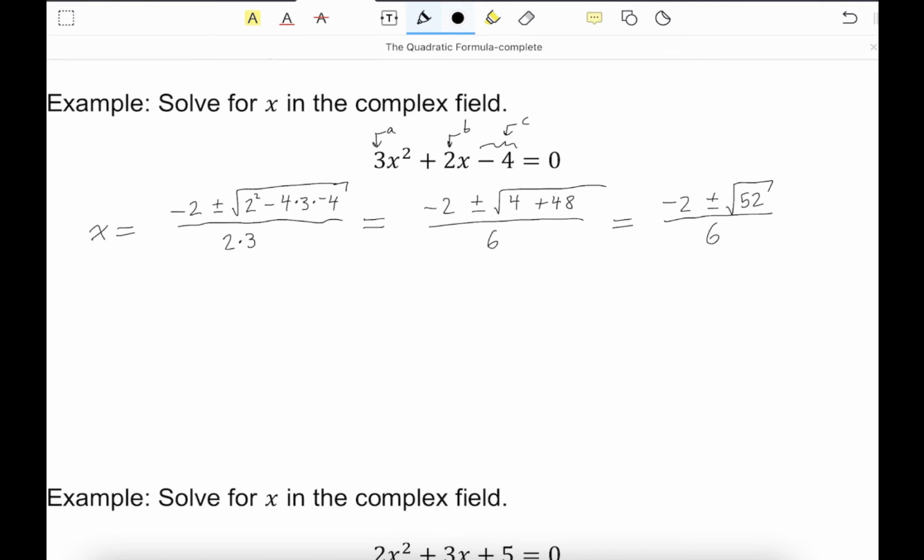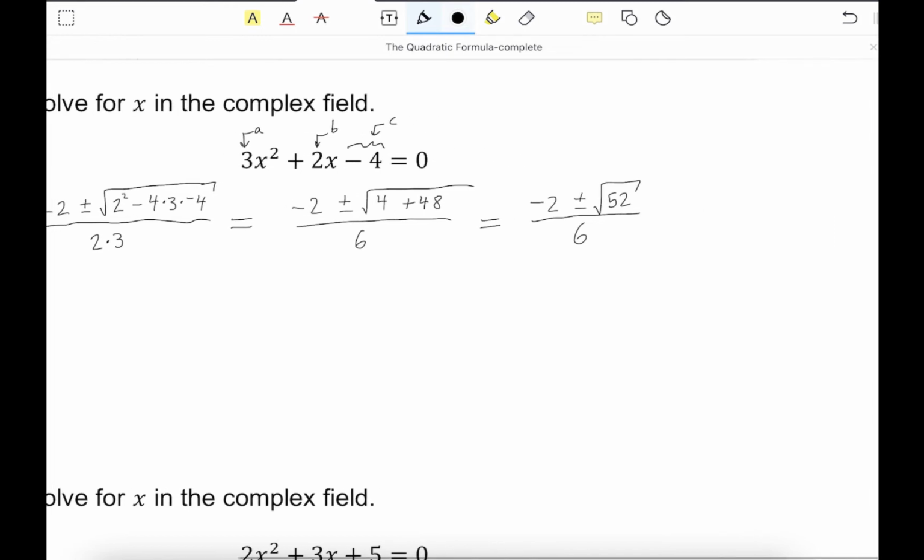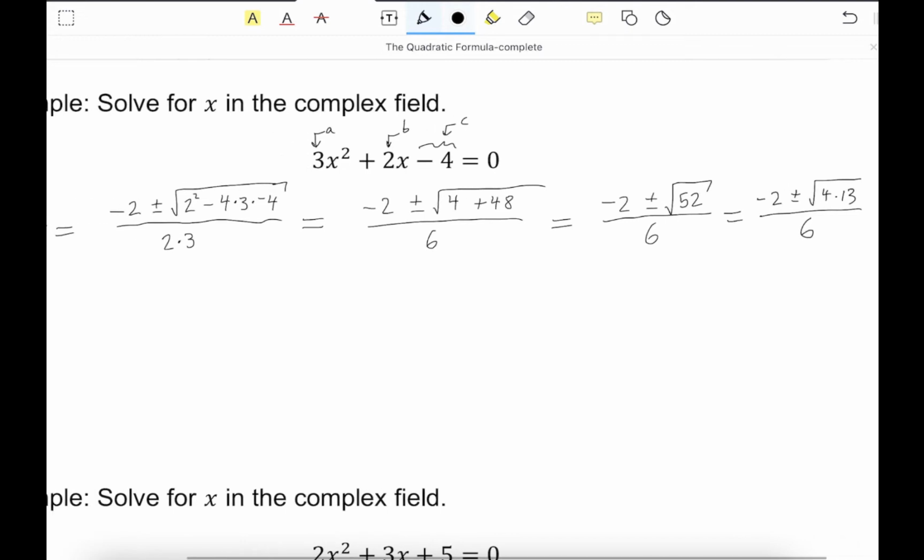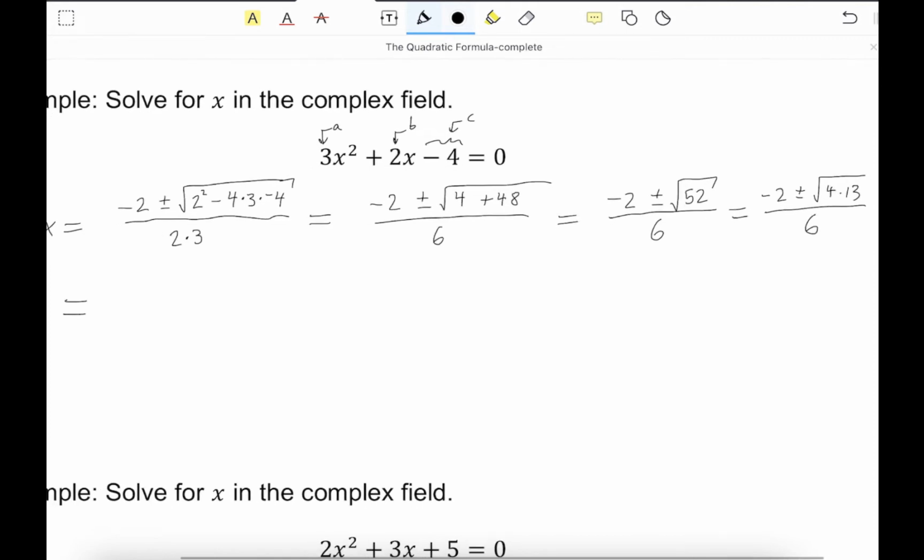Okay, now 52, I think I can simplify that a little bit. So 52, is it divisible by 4? Yeah, so 4 times 13 gives us 52. So I can write this as negative 2 plus or minus the square root of 4 times 13 all over 6. Okay, I'm going to go back over here. This is negative 2 plus or minus square root of 4 is 2, and the square root of 13 is still in there. It's all over 6.